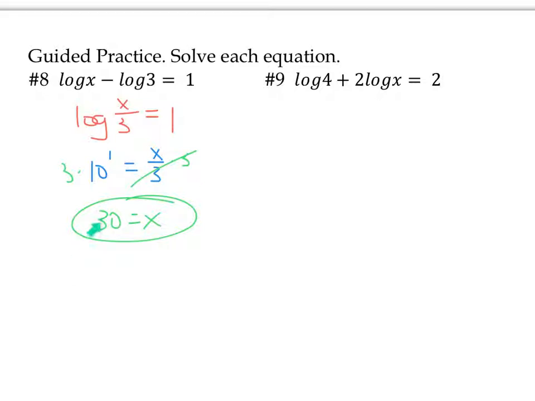And if you want, you can check that. Take the 30, plug it back in there for x. Do log 30 minus log 3 on your calculator, hit enter, you should get 1.